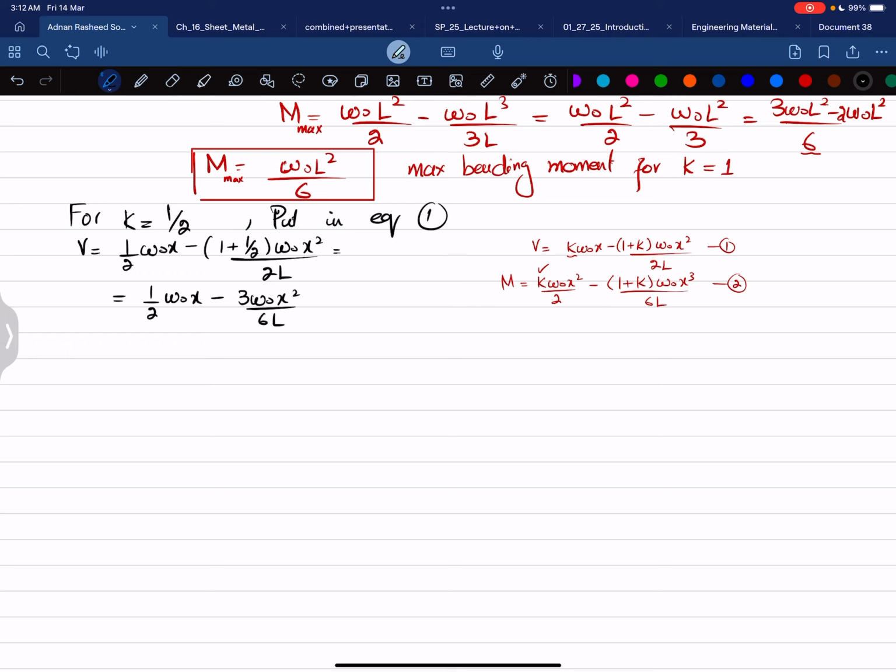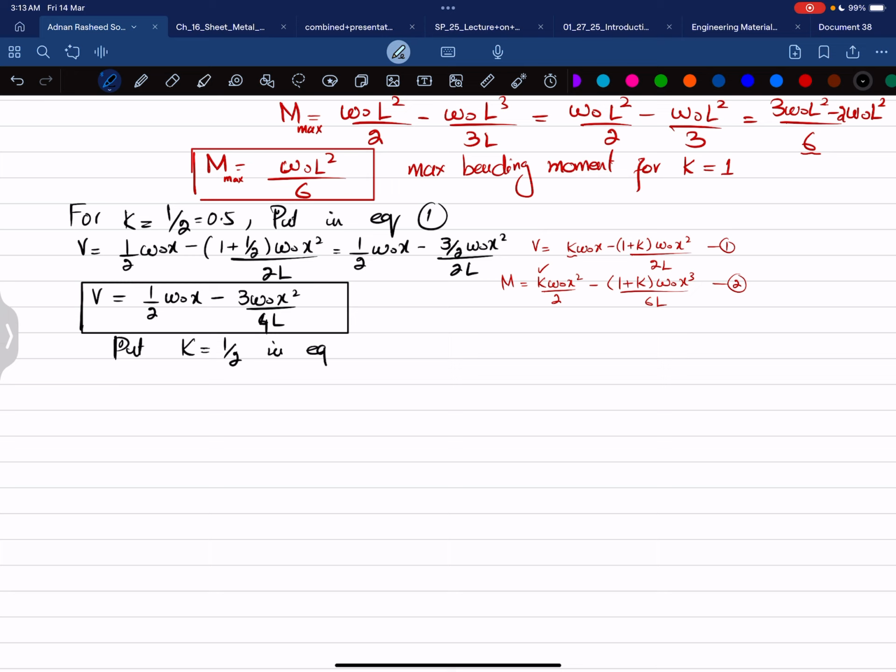Let me do it for you. 1 over 2 W naught into X minus 3 over 2 W naught X square over 2L. So it will give you 3 over 4L. So shear force, equation of shear force for K is equal to 1 over 2 or 0.5 will be this one. Now put K is equal to 1 over 2 in equation number 2, which is this one.